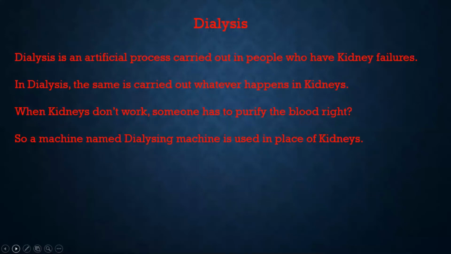So let us learn about dialysis. Dialysis is an artificial process carried out in people who have kidney failures. In dialysis, the same thing is carried out that happens in kidneys. When kidneys don't work, someone has to purify the blood, right? So a machine named the dialyzing machine is used in place of kidneys. Dialysis is only carried out in people who have kidney failures. It isn't as efficient as a kidney, but it is the only option when we have kidney failures.